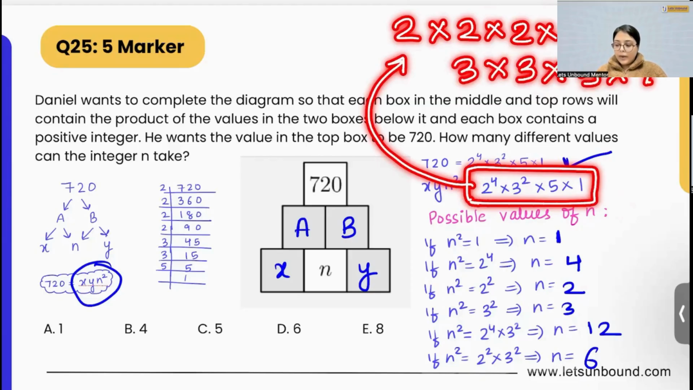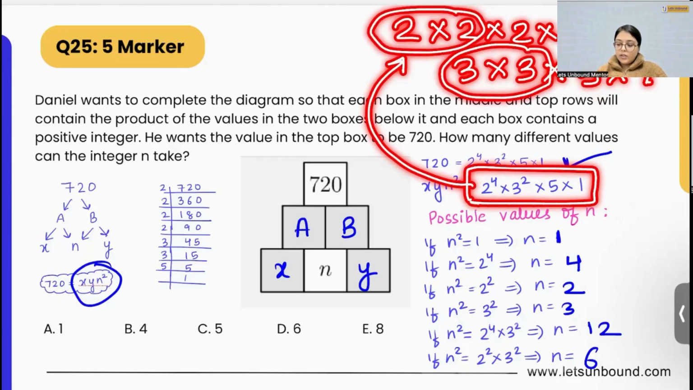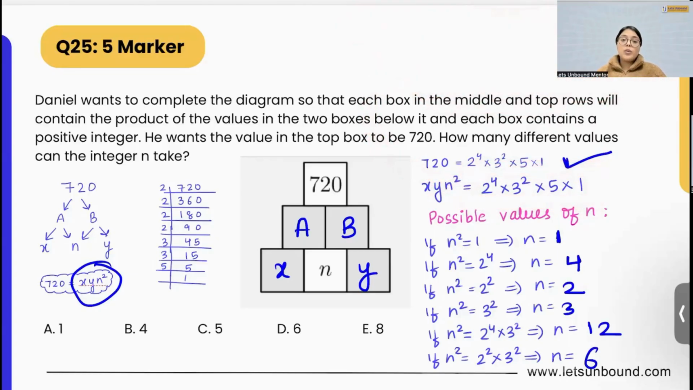Now, you can pick as per your convenience, these two, or this and this, or just 5 or 1 or 3. You have to select which will be the correct way. Not every number will work correctly for n square, so you have to be very particular about which combinations you're picking. So these are the possible values of n. Let's count how many: 1, 2, 3, 4, 5 and 6. So total there are 6 possibilities of n. So option D is correct.